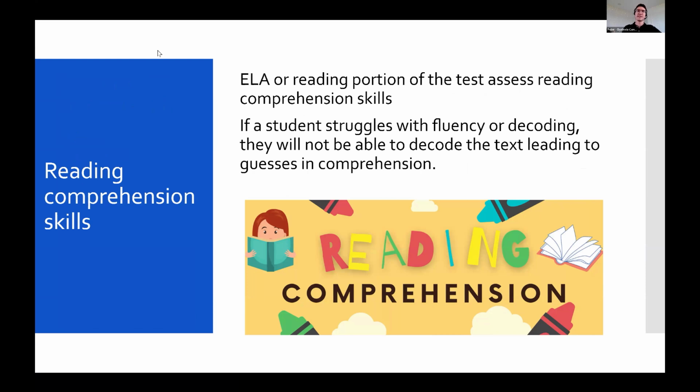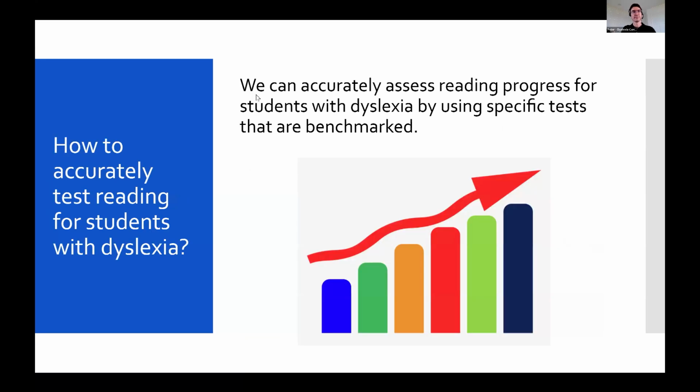Also, reading comprehension skills. The ELA or reading portion of the test will assess reading comprehension skills. If a student struggles with fluency or decoding, as many students with dyslexia do, they might have trouble decoding the text and reading those words, which is going to lead to them guessing about comprehension questions, and that'll probably lower their comprehension accuracy when they're answering those questions.